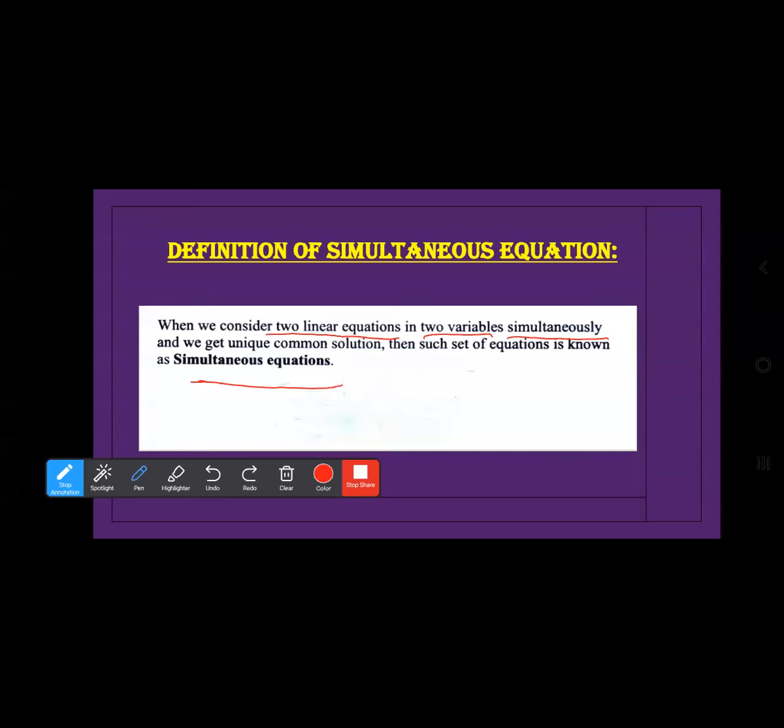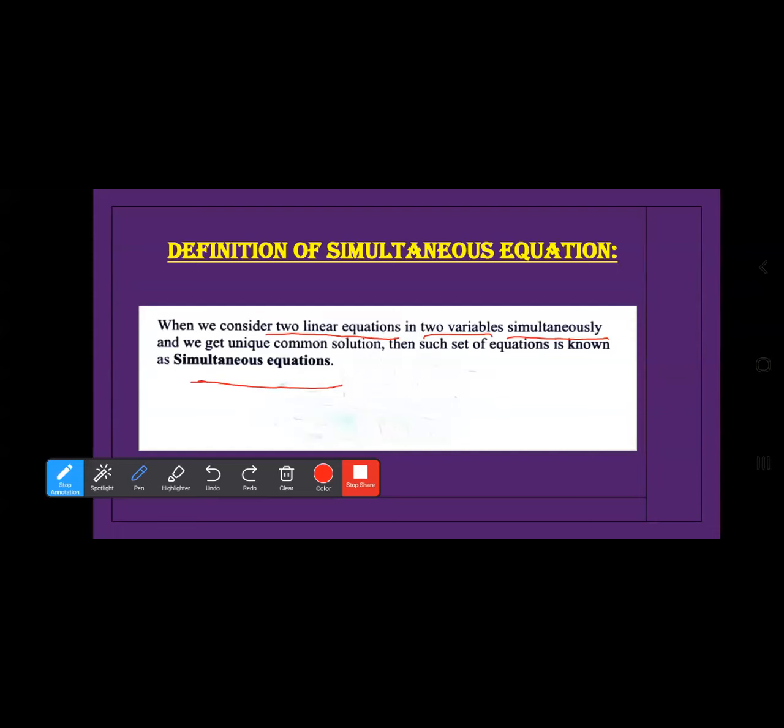And how will you get that unique solution? If you solve the linear equations, whatever linear equations are given, together, that is simultaneously, only then you, your friend, your another friend, whoever is solving those equations, all of you will get the same answer. And this particular method of solving is called simultaneous equations. Simultaneous means solving the two equations together.